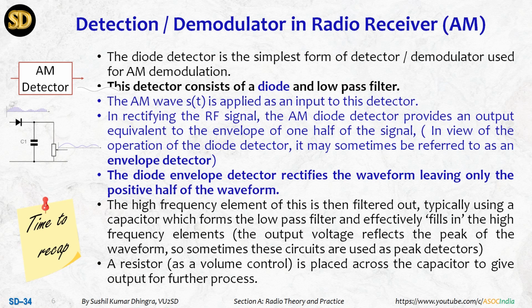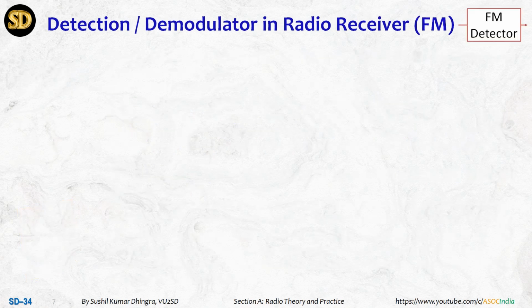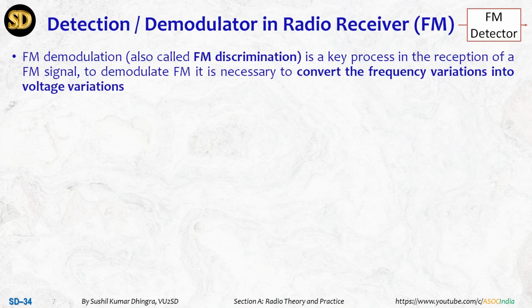This is AM only. Now we need FM also, but FM is slightly complicated, and there are some terms you have to remember. First, the FM demodulator or detector is also called FM discriminator. If an objective question asks the word FM discriminator, don't be confused, they are the same. This is a key process in the reception of FM signals. To demodulate FM, it is necessary to convert the frequency variation into voltage variation. This line is very important.